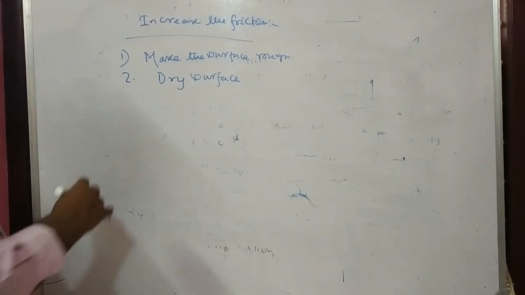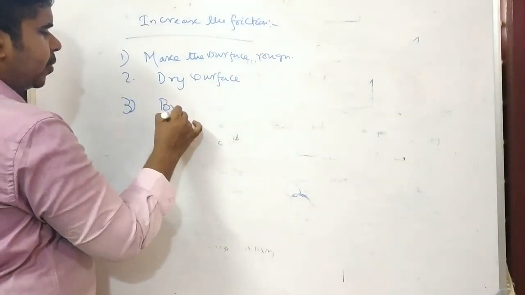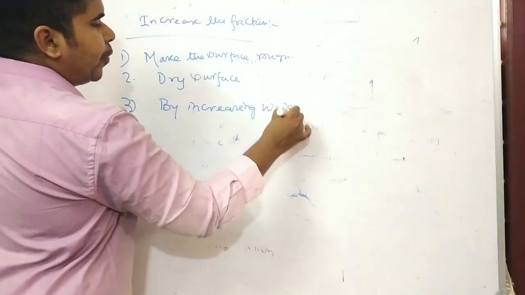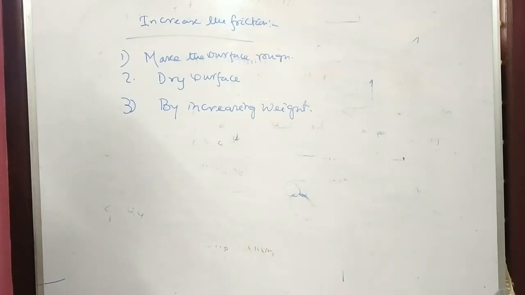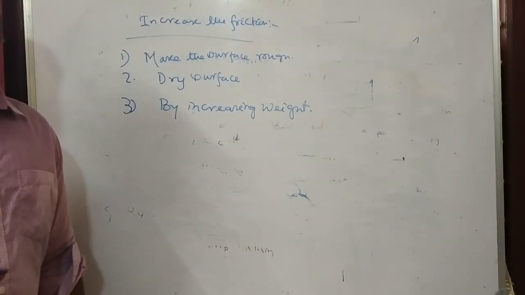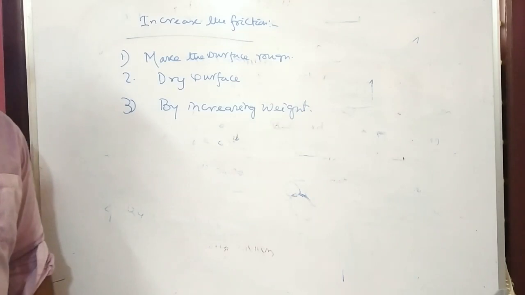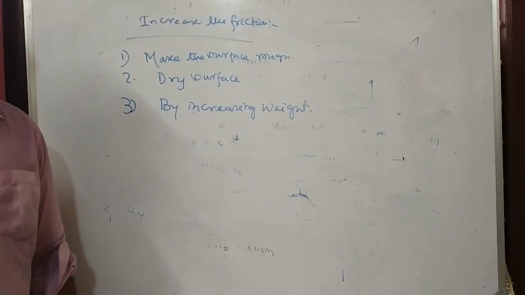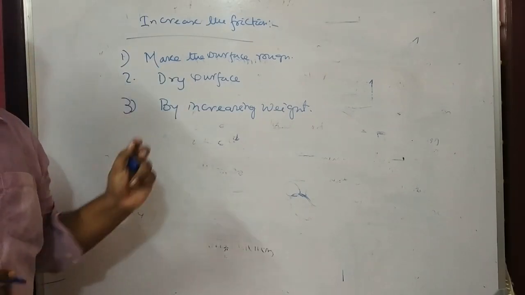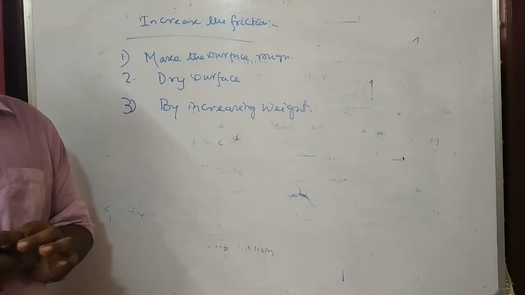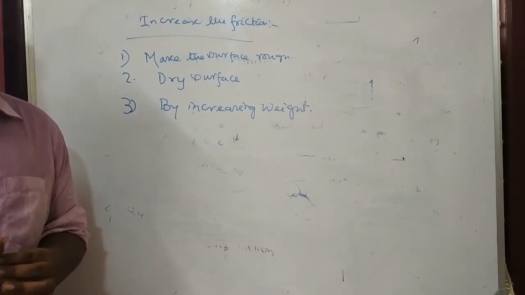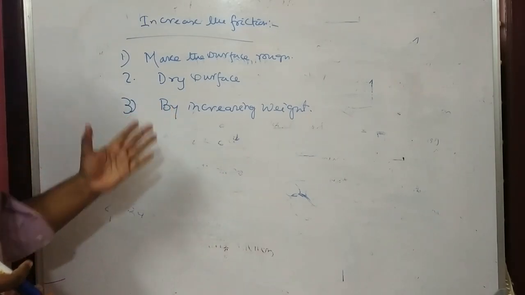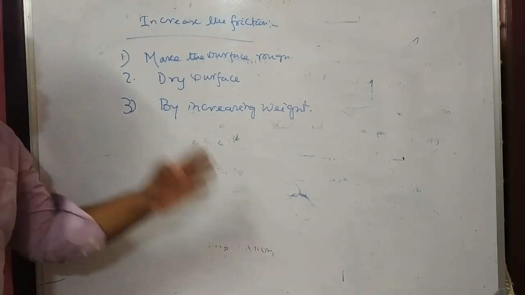And number three, by increasing weight. If you increase the weight of the object, then automatically the friction will increase, and if the weight is decreased, then the friction will decrease. I discussed in the previous part how friction depends on the weight. So by increasing weight, the friction will increase, and by decreasing the weight, the friction will decrease. So this is all about friction.